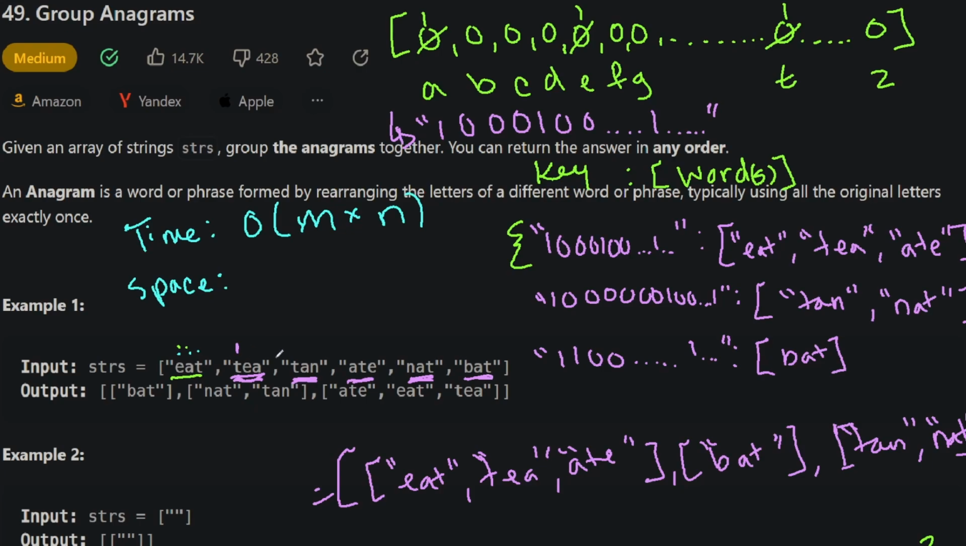For space, worst case scenario, you would have to create a brand new key for every single object in a very large input array. For space, in the worst case scenario, it would be O of n, because let's say there are 1,000 words and all 1,000 words are unique. That means you would have to create an object with a key for each word, which would be 1,000.